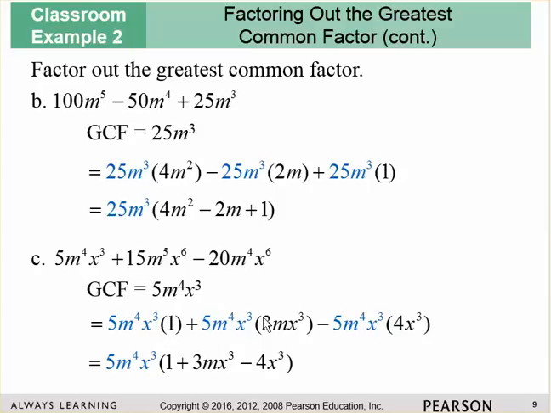When we factor out that of each individual term, we're going to end up with a 1 here. We'll factor out and leave this as 3mx cubed, and then we're going to factor out and leave a 4x cubed. Check it and you'll see it works. And so the factorization of this polynomial is going to be 5m cubed x cubed, 5m to the 4th x cubed, and inside the parenthesis is 1 plus 3mx cubed minus 4x cubed.